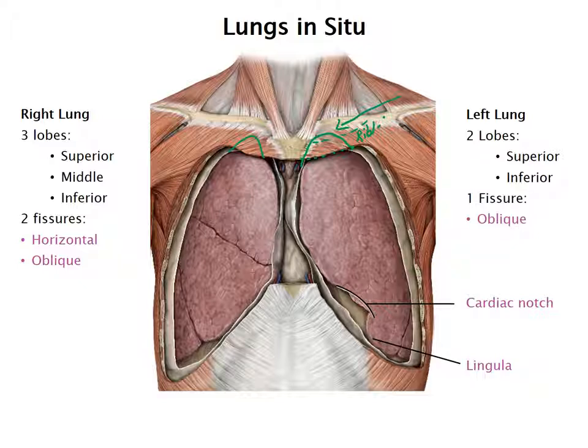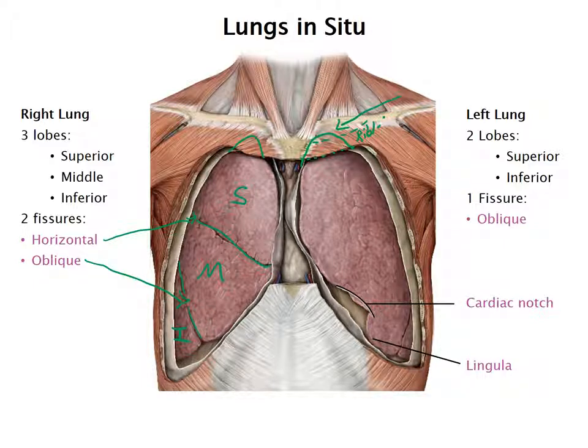The base of the lungs are very concaved, and they're going to rest on the domes of the diaphragm. The right lung has two fissures that divide it into three lobes. There is a horizontal fissure, as shown here, and there's also an oblique fissure, of which you're only seeing a portion of it here. The horizontal fissure divides the right lung into a superior and middle lobe, while the oblique fissure divides it into a middle and inferior lobe.